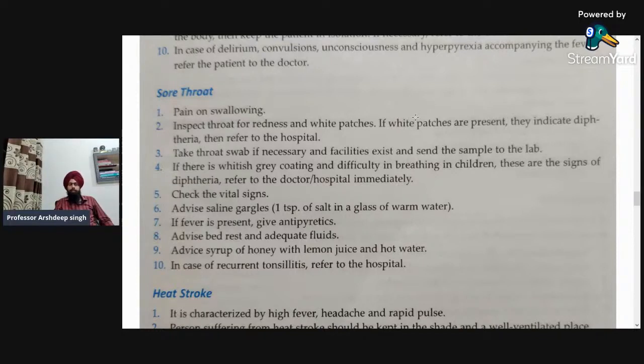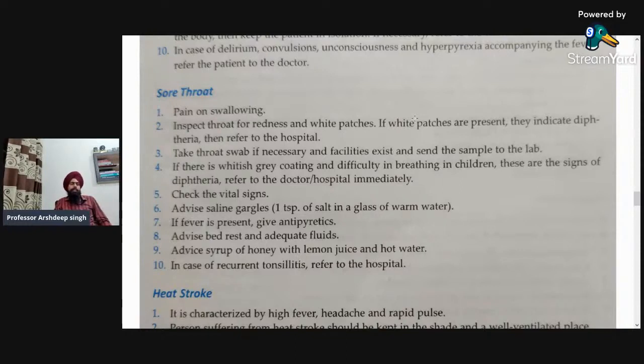Next, take a throat swab if necessary and if facilities exist, and send the sample to the lab. So we have to do the culture if there are white patches or any other situation that looks abnormal. So we have to take a throat swab and send it to the lab for the culture.